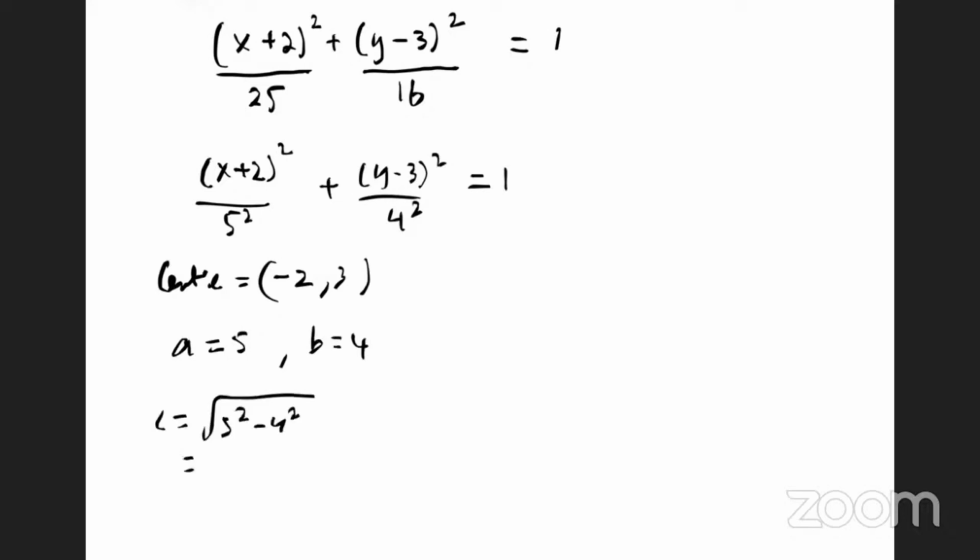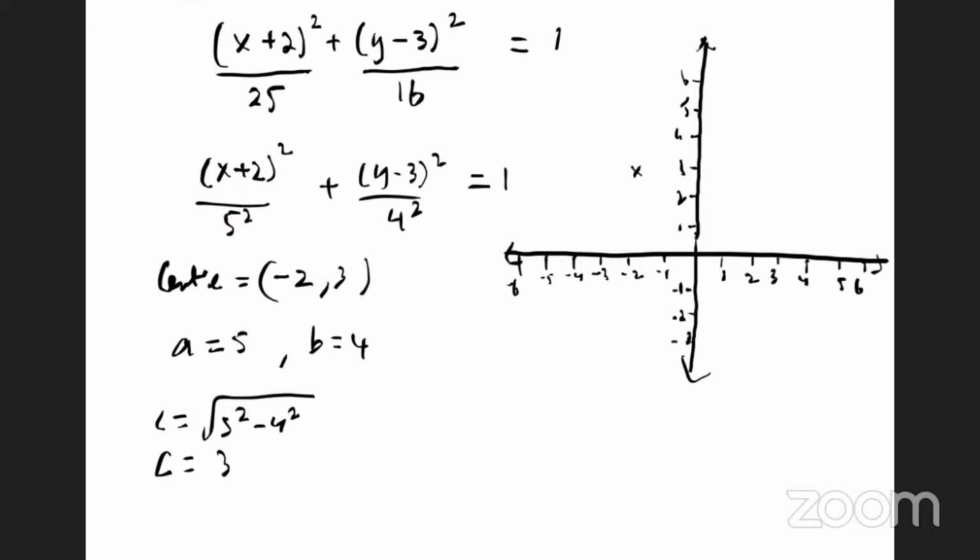Right, so that's what, root what, 25 minus 16, that's 9. So C is 3, nice. All right, so your center is minus 2, 3, right? The major axis is the x or the y? The major is the x, right? So you're adding 5 to the right. 1, 2, 3, 4, 5. So I got 3, 3.